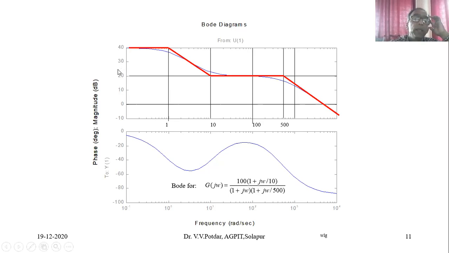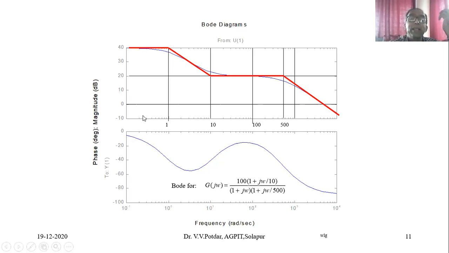Listen to me very carefully. At phase crossover frequency, I get the gain margin. At gain crossover frequency, I get the phase margin. I repeat, the frequency at which the gain crosses the 0 decibel value is called the gain crossover frequency. At gain crossover frequency, I get the phase margin. At phase crossover frequency, I get the gain margin.